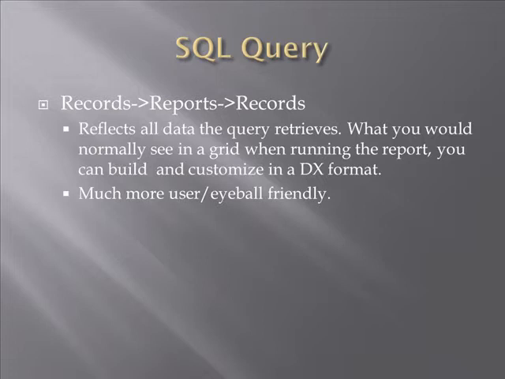The second area within eoStar would be attached to a SQL query. This can be found under Records, Report Records. The DX report will reflect all of the data that the SQL query retrieves. What you would normally see in a grid form in results when running the report, you can build into a customizable DX format. This is much more user-friendly as well as viewer-friendly.